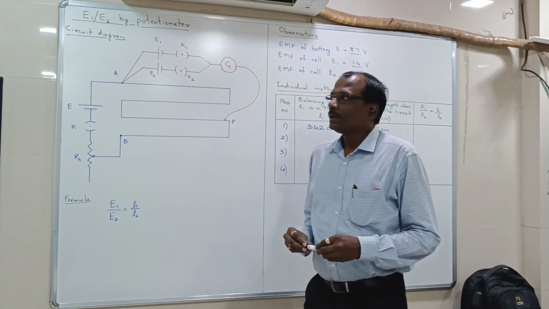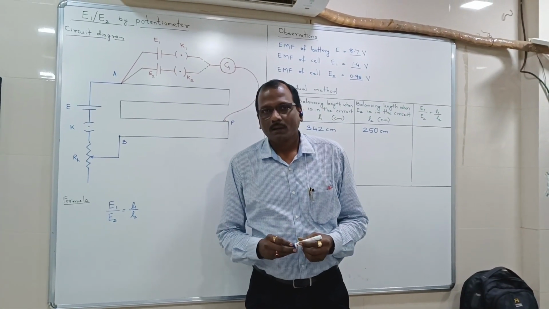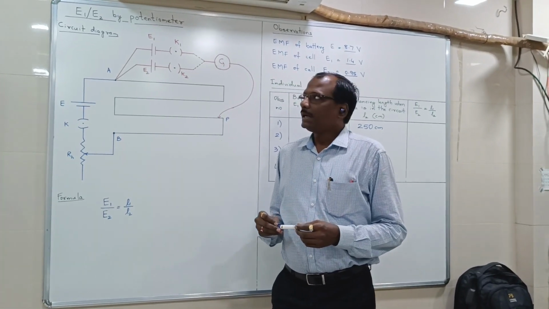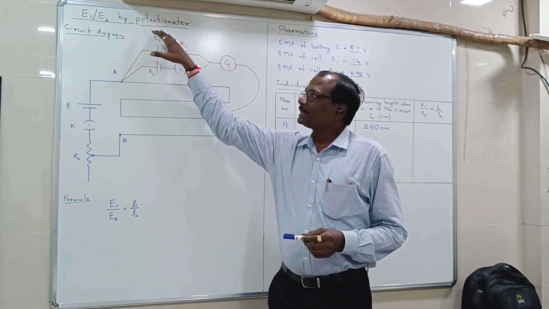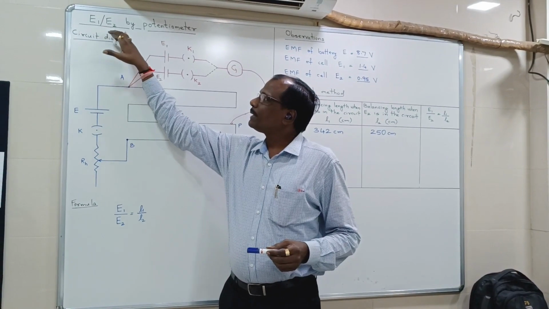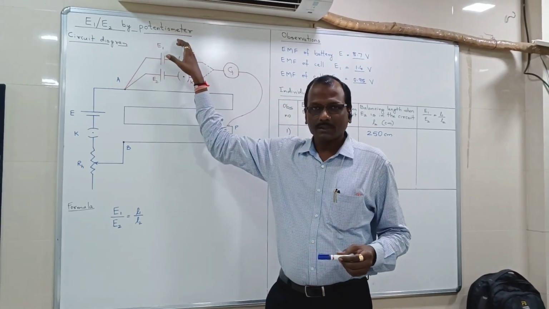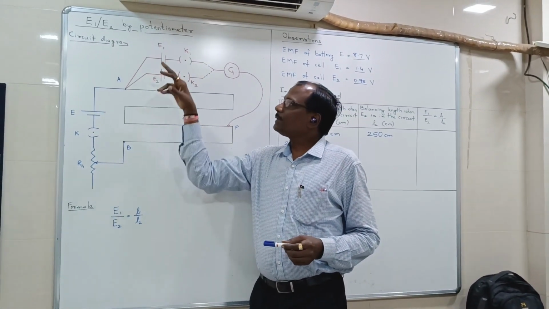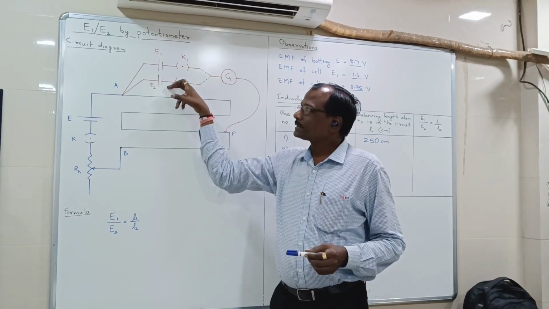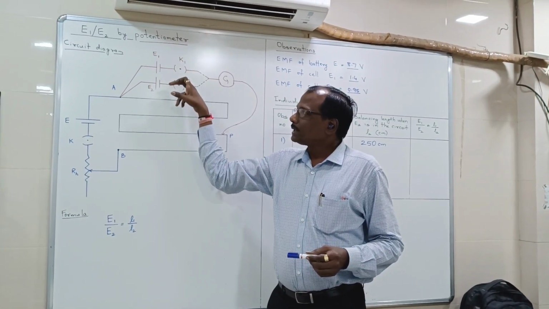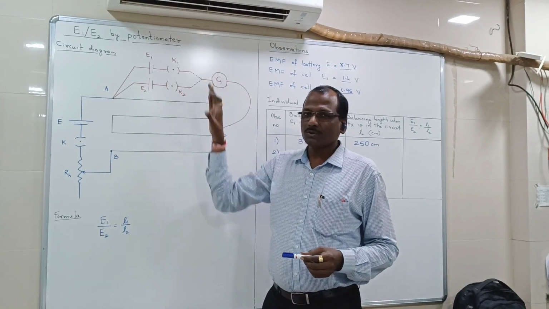Hello students, today we will be discussing the potentiometer experiment. As the title suggests, it is E1 by E2 by potentiometer. That means we will compare the EMF of the two cells. Whatever is given in the diagram, we have to compare the EMF of these two cells by using a potentiometer.